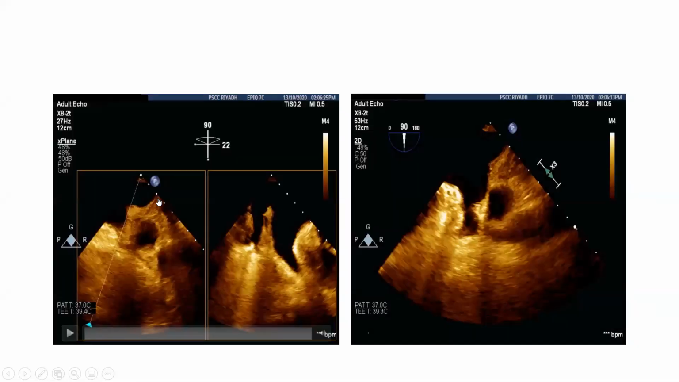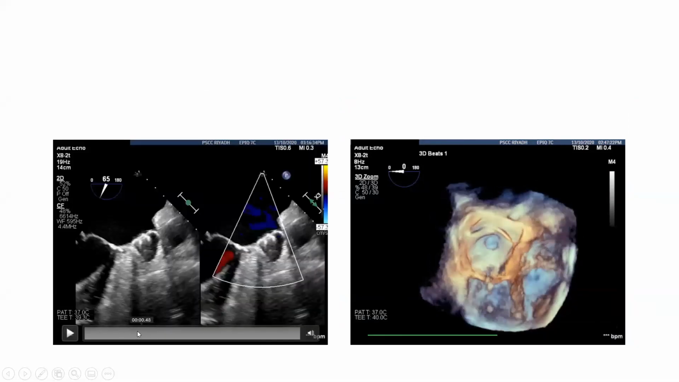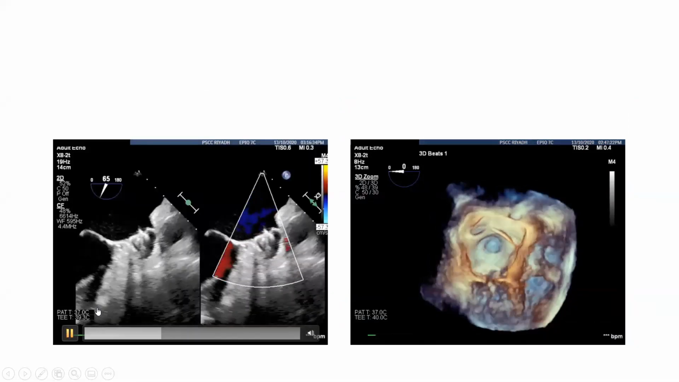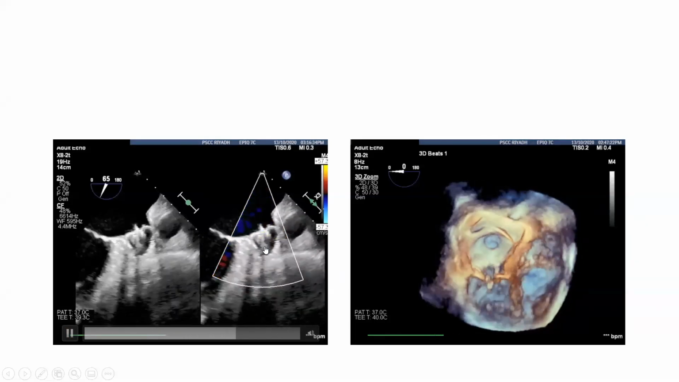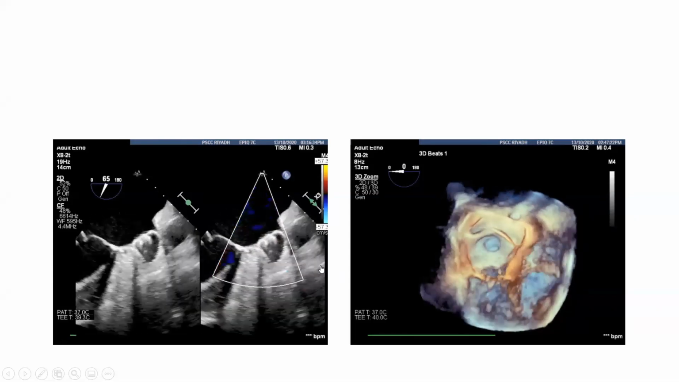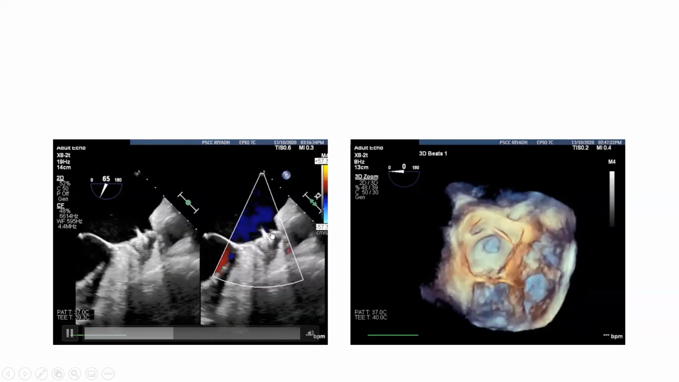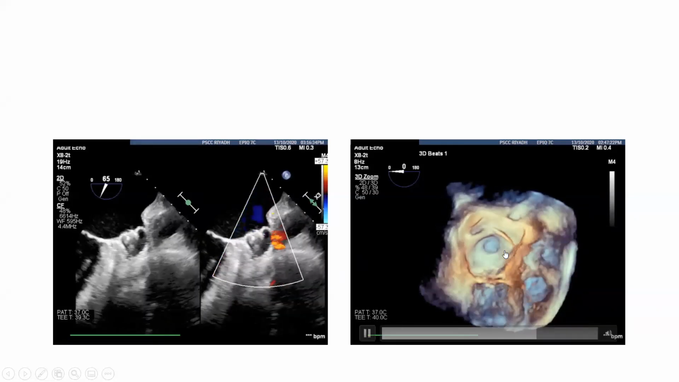This is before the procedure, Watchman device procedure. They introduce the Watchman device. This is the right upper pulmonary vein. This is the Watchman device in, and this is after implantation of the left atrial appendage device. We know that 90%, 95% of thrombus is found in the left atrial appendage. This patient came because of upper GI bleed and stroke. They cannot give anticoagulation, so because of that, they put the Watchman device for him. This is before, this is after the Watchman device.